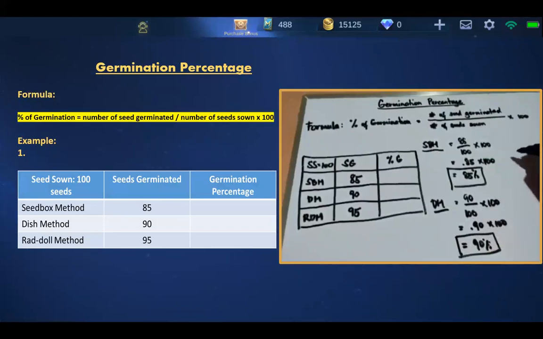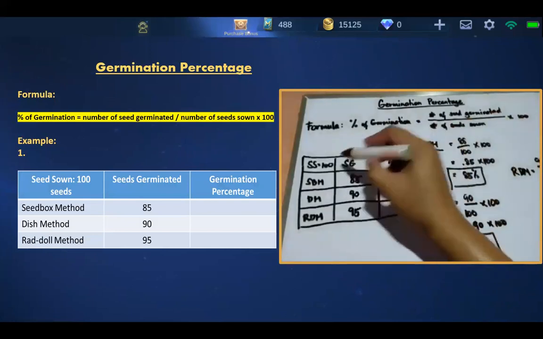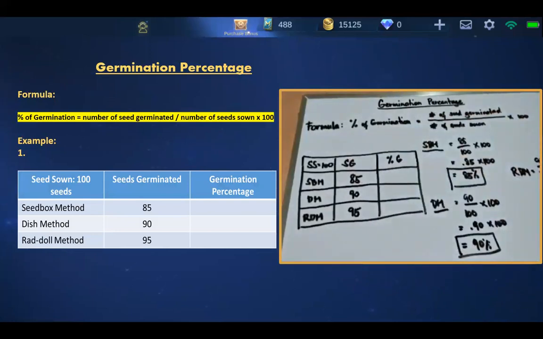Next, we have the ragdoll method. For the ragdoll method, again, the number of seeds germinated is 95, divided by the number of seeds sown, which is 100, times 100. So 95 divided by 100 is 0.95, times 100. Your answer is 95%.